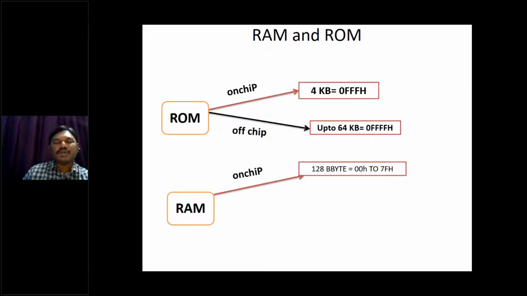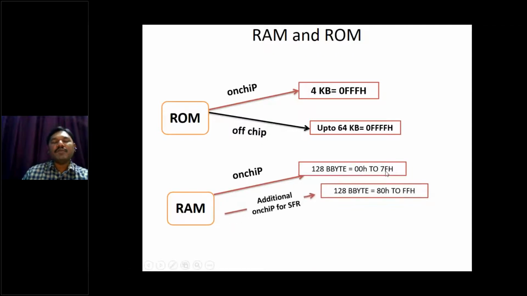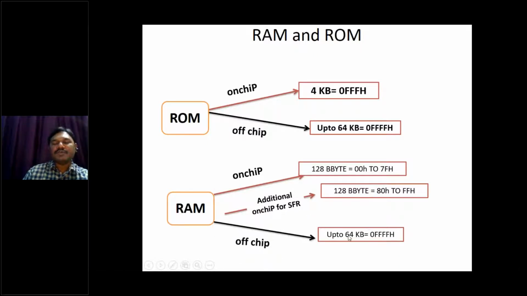Whereas RAM is 128 bytes of memory, and its notation in hexadecimal is 00 to 7FH, and one more 128 bytes is for special function registers. So a total of 256 bytes of memory is completely on chip, and it can also be extended off chip up to 64 KB. Why? Because 8051 is Harvard architecture.